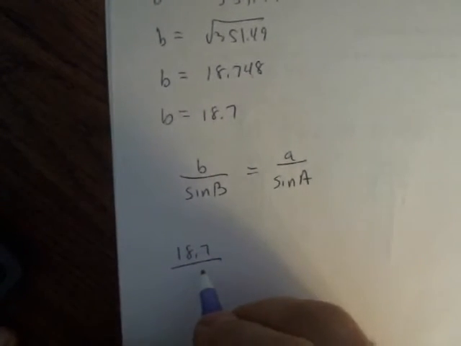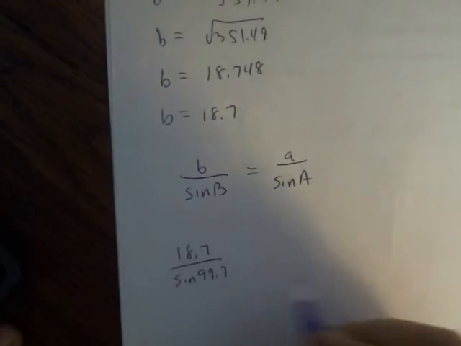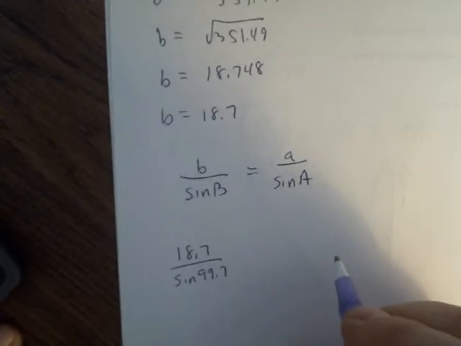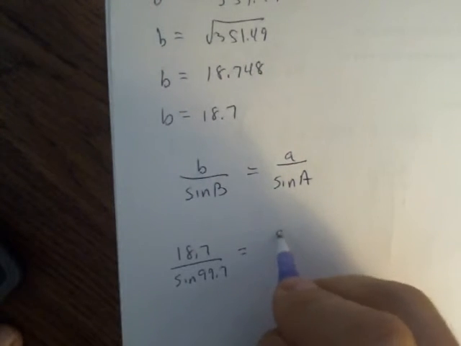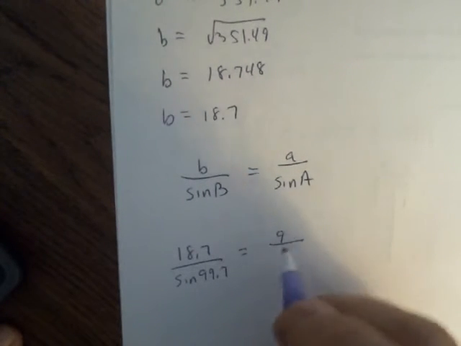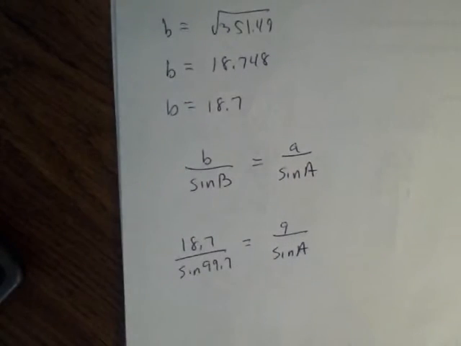Okay, so 18.7 over the sine of 99.7 equals 9 over sine A. All right, I'll let you get caught up there.